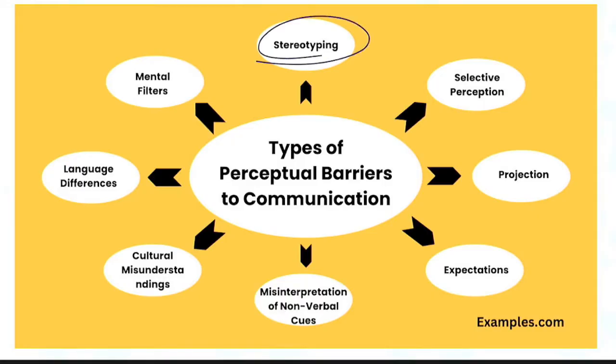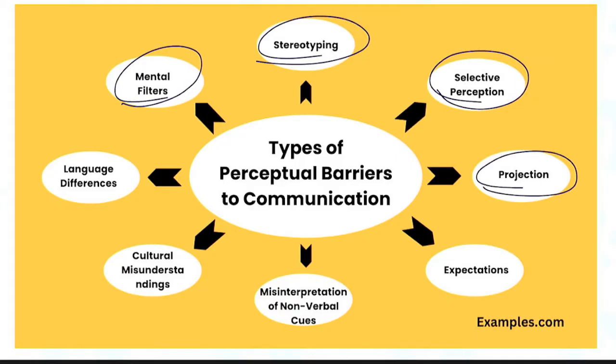We have stereotyping, which we've already dealt with. Mental filters, same thing. We'll be filtering out information, same as selective perception. Projection: we'll be projecting our own ideas onto another person's message, which will again lead to false receiving of the message. Expectations: we'll already have preconceived ideas or notions about certain things, right? On the basis of that, again, the perception or the image will be misinterpreted.